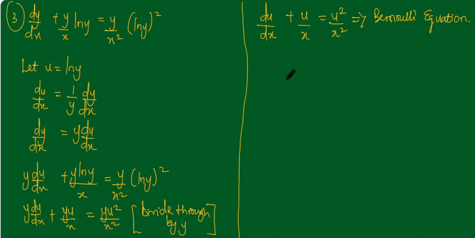So the next thing is we divide all through by u squared. So we have 1 over u squared du/dx plus u divided by xu squared is equal to 1 divided by x squared. So this is not equal to, should be plus.